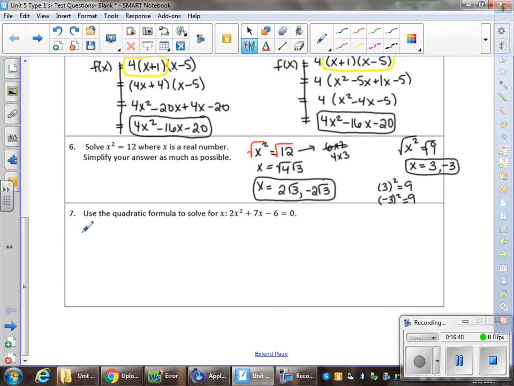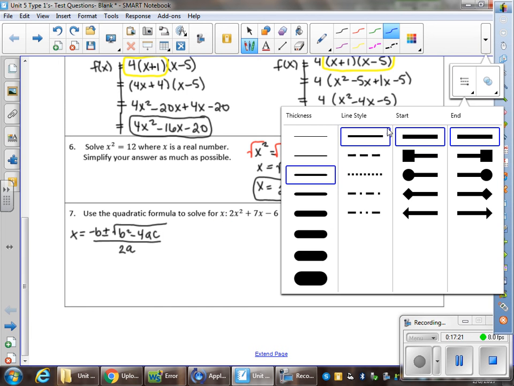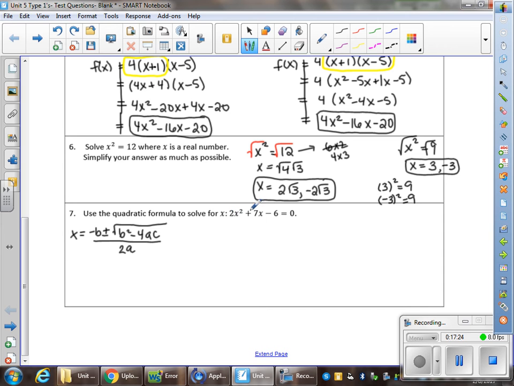Number 7, quadratic formula. X equals negative b plus or minus square root of b squared minus 4ac, all over 2a. So remember, this division applies to the entire numerator, and you need to check, does one side equal 0? If it doesn't, add and subtract to make that happen before you start. So what's a, b, and c? Remember, ax squared plus bx plus c. So here, a equals 2, b equals 7, and c equals negative 6.